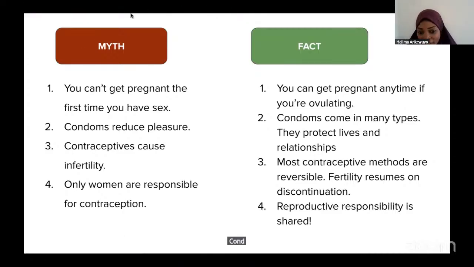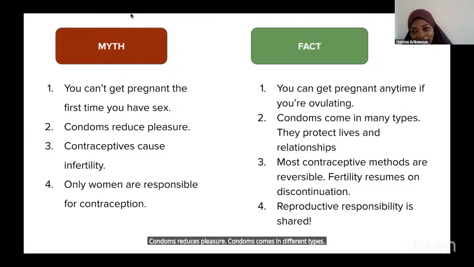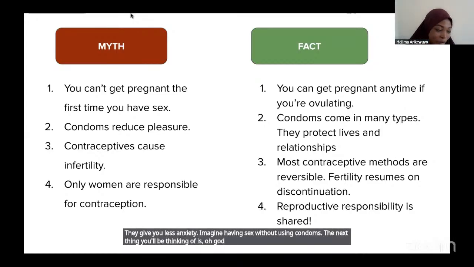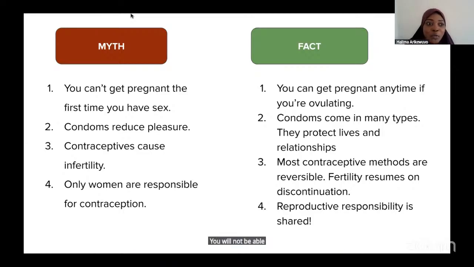Condoms reduce pleasure. Condoms come in different types. They protect lives and relationships. Aside from protecting life, they give you less anxiety. Imagine having sex without using condoms. The next thing you'll be thinking of, oh God, I'm getting pregnant. I'm going to be pregnant. You will not be able to concentrate. You'll be having anxiety. Oh God, my period is not here. So please, it is key.